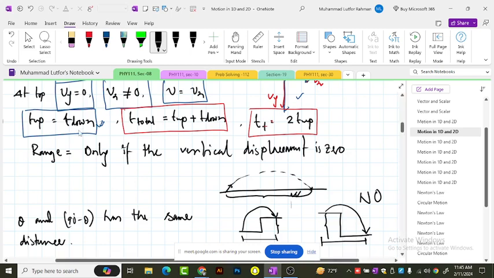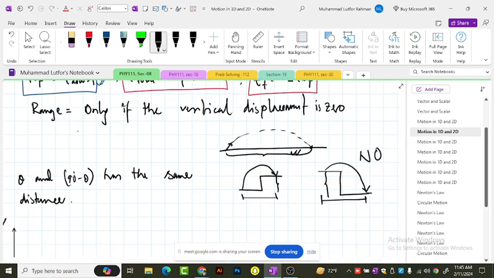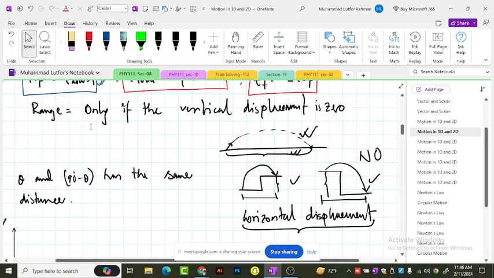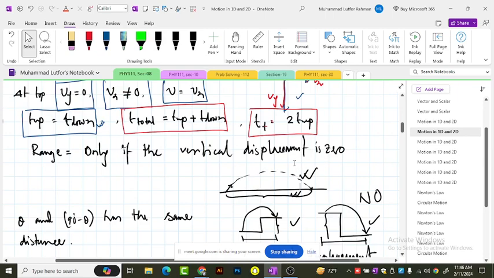Or I can put it another way: all three are horizontal displacement, but the range should be only when your vertical displacement is 0. These two are not the range because they have vertical displacement, but this one is the range. That's why I write down that the range equals only when vertical displacement is 0, otherwise not.